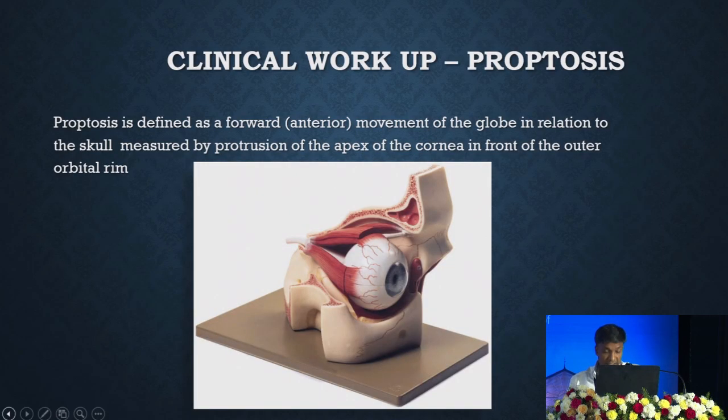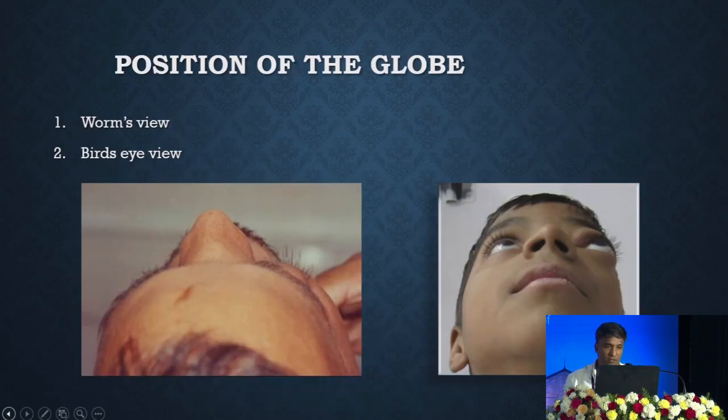Then we define proptosis as a forward protrusion of the globe in relation to the skull, which is measured from the apex of the cornea to the outer orbital rim. There are two ways to measure it. One is the bedside test.